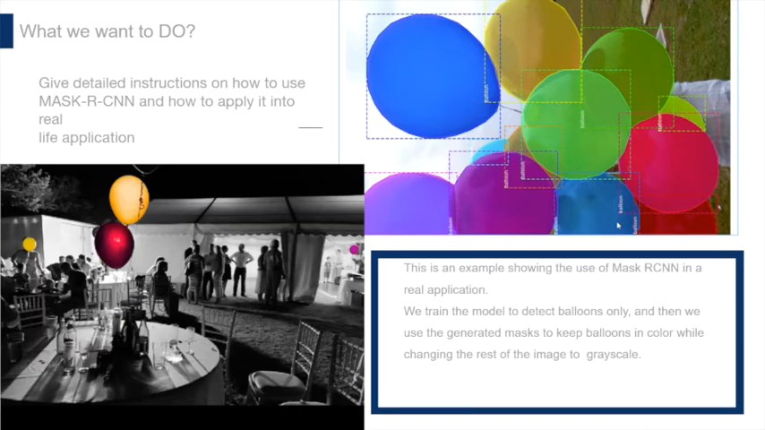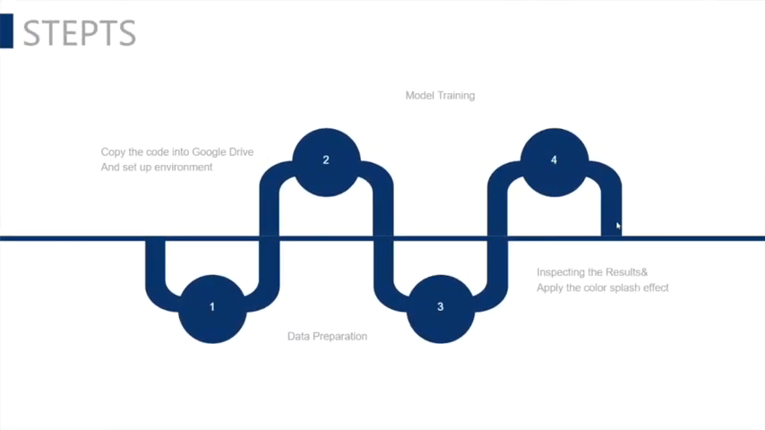The implementation steps are: firstly, copy the source code into Google Drive and set up the environment. Secondly, prepare data including training set and validation set. Thirdly, train the model. Finally, inspect the results including data and model, visualize training results, and apply the color splash effect.